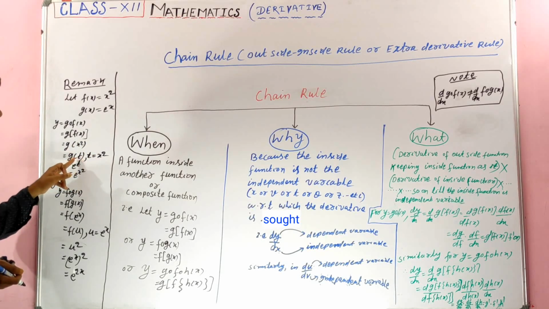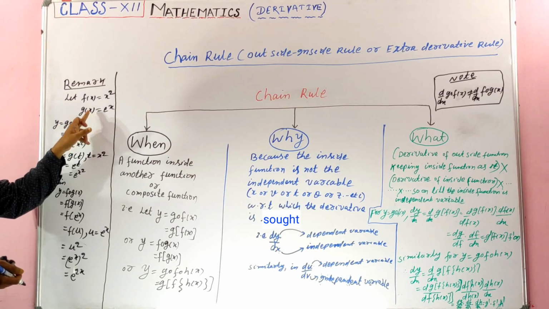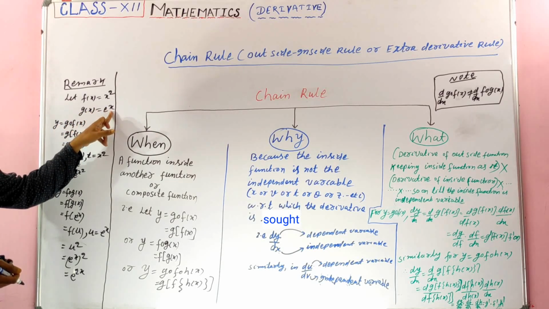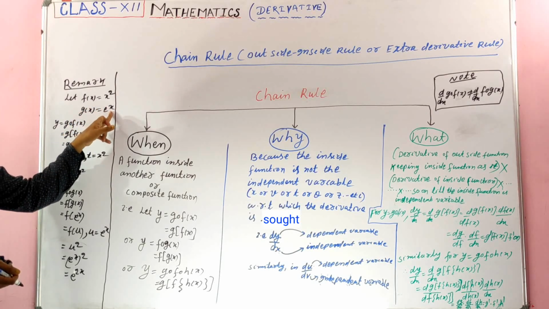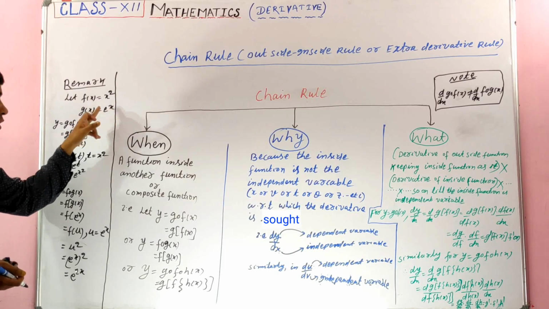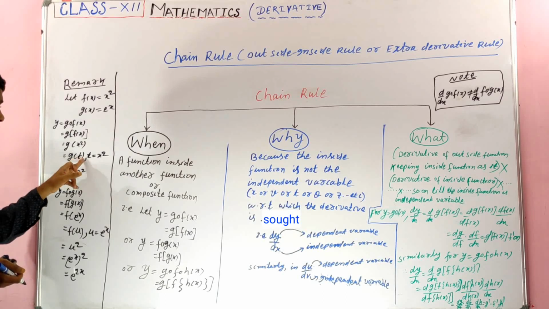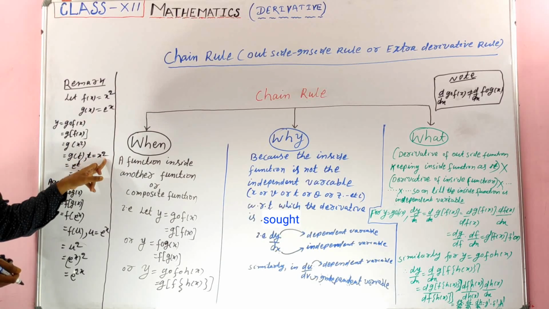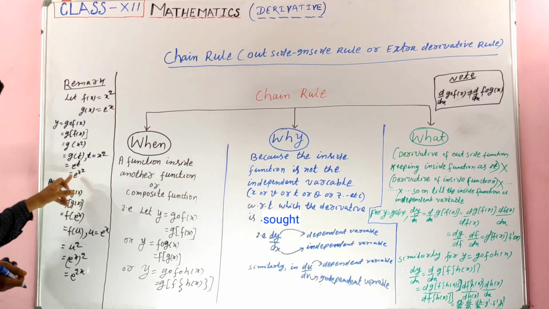Now g of t, look at the structure of g. What is the structure of g? g of x equals e to the power x. If we take g of t here, we get e to the power t. If we take g of u, it will be e to the power u. g of something equals e to the power something. So my g of t becomes e to the power t. But t is nothing but x squared. So e to the power t equals e to the power x squared.